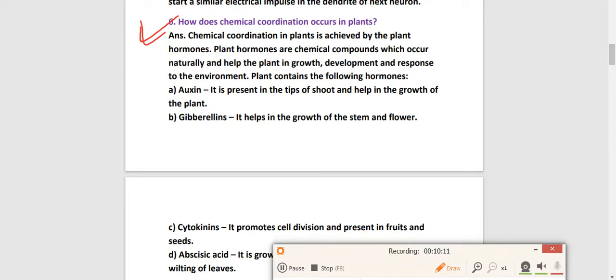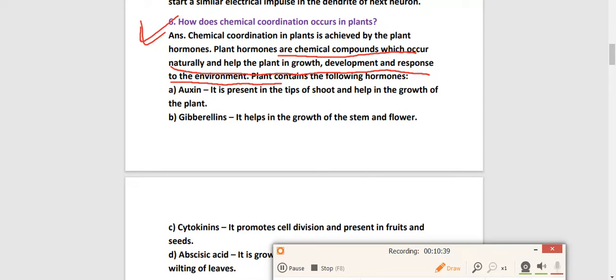Chemical coordination in plants is achieved by plant hormones. So what are plant hormones? Plant hormones are chemical compounds which occur naturally and help in the growth and development of the plant and its response to the environment. Plant hormones, or phytohormones, are produced naturally in the plant, and they help in the growth and development of the plant, and also in the response towards the environment or towards stimuli. Different hormones have different functions in plants.